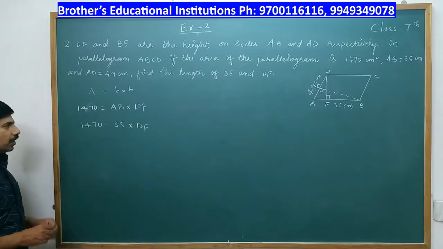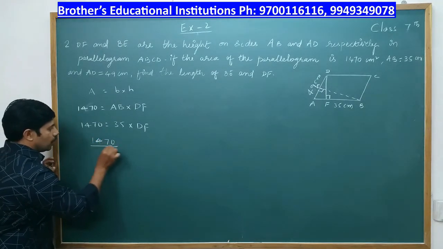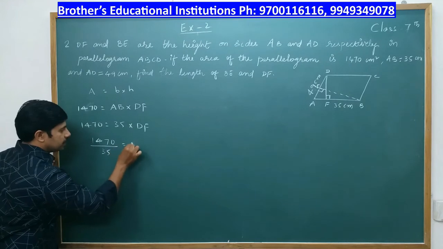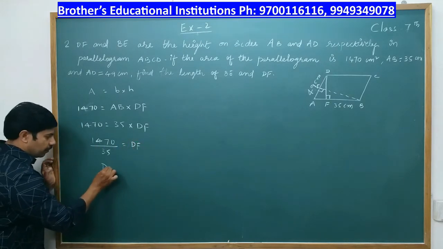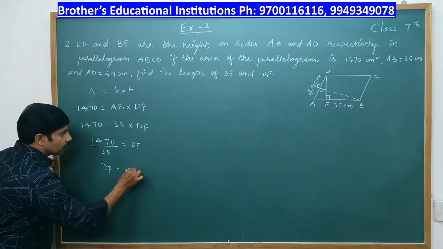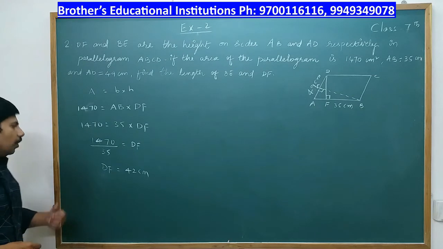1470 is equal to 35 into DF. So 1470 by 35 is equal to DF. So you divide these two, and we'll get the value of DF as 42 centimeters. So DF is 42 centimeters.